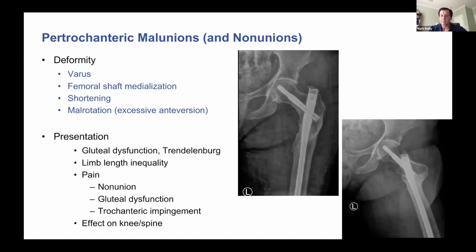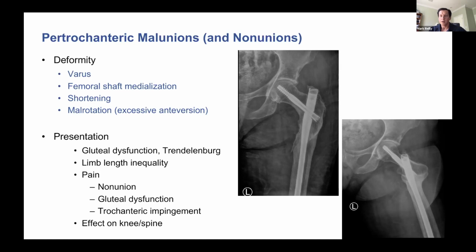And they will typically have pain, particularly if they have a nonunion, but they can also get abductor-related fatigue pain from the gluteal dysfunction. They can get trochanteric impingement from the abnormal varus position of the proximal femur, and they may have hardware-related pain over sites of prominent, protruded or failed hardware.